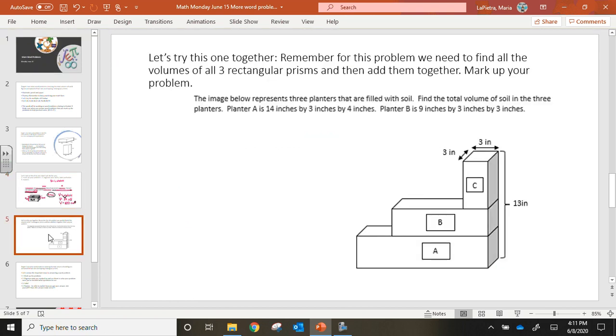Okay, our next one, let's try this together. You can pause this and try to figure this out once I get done reading it for you, and come back and we can go over it together.